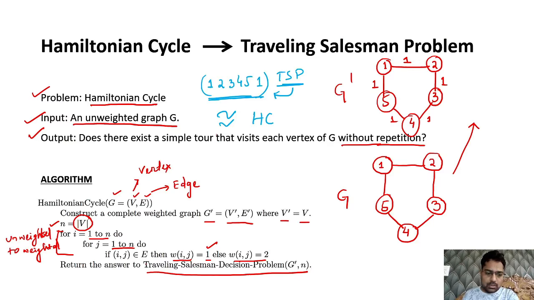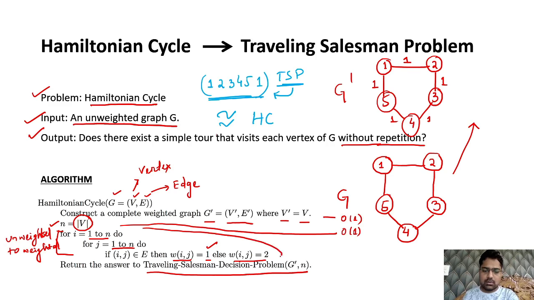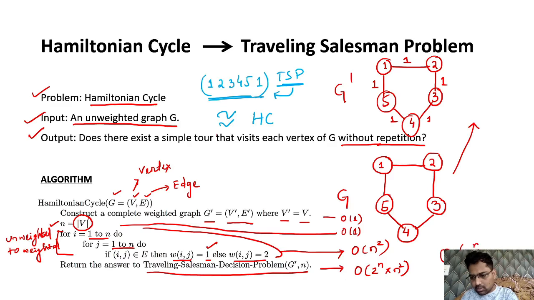Okay, so now we should find the complexity. For this complexity, this is just construction, so it is big O of 1. For the inner loops, we are using 2 inner loops, so it is n square, and for the traveling salesperson, as I told you, it is n to the power n using dynamic programming. So the total complexity we can expect, as the upper bound, n square is less than 2 to the power n into n square. That's why we are saying the complexity is getting reduced.